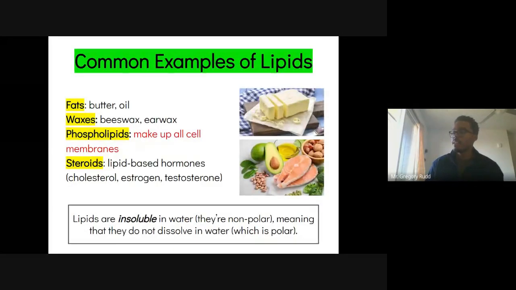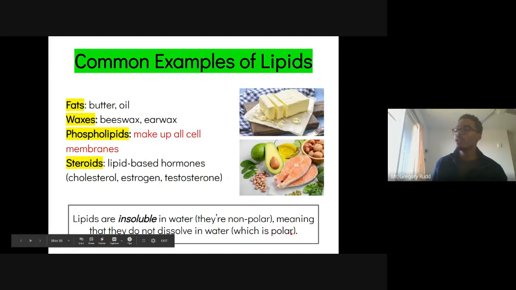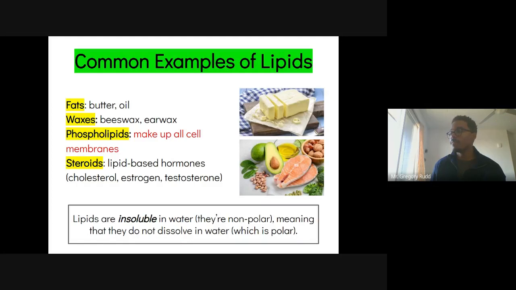So yeah, good point. Something we could probably demonstrate in class if we were in class, but we won't do that. I won't ask you guys to do any experiments at home. But yeah, that's a chemical property. So water is what we call polar, and lipids are non-polar. So they do not like each other. Steroids are also good examples of lipids as well.